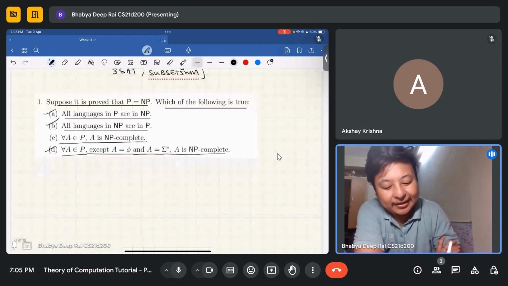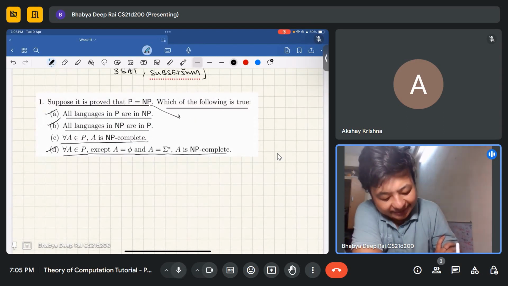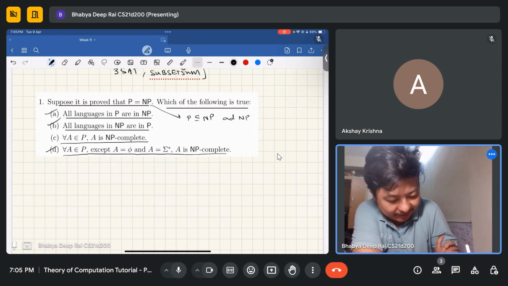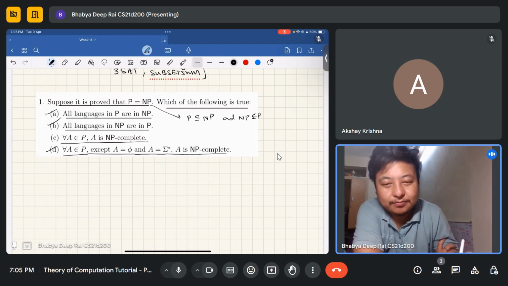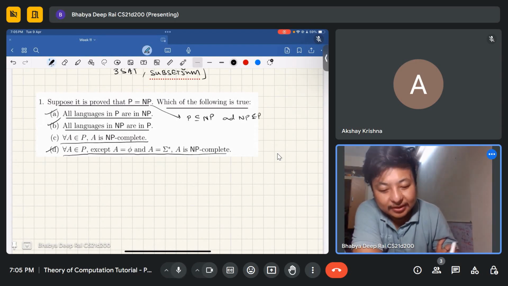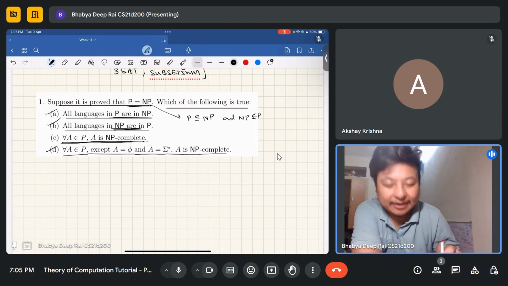Firstly, this is trivially true: P equal to NP means that P is a subset of NP, and NP is a subset of P. Therefore everything in P is in NP and everything in NP is in P. Now, P is equal to NP, and we are saying for all A in P, A is NP complete.